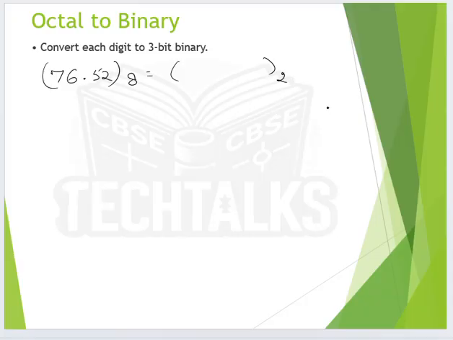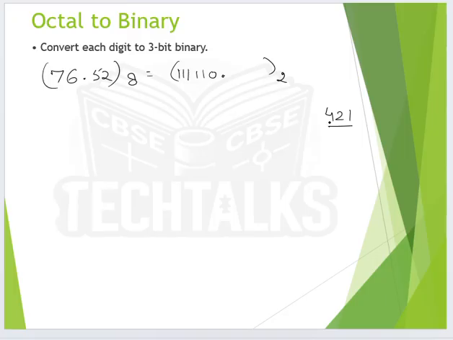Now we will go with the 4, 2, 1 positional values only. How to represent 7? 4 plus 2 plus 1 is 7, so all will be 1. How to represent 6? 4 plus 2. So for the positional values of 4 and 2 we will have 1, and for the positional value of 1 we will have 0. So 1, 1 and 0.